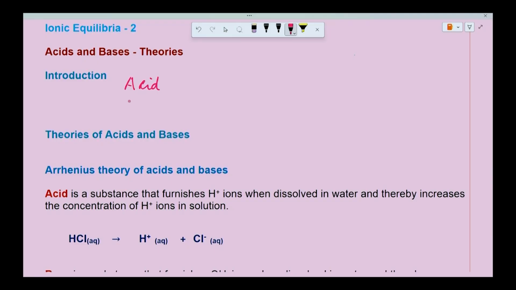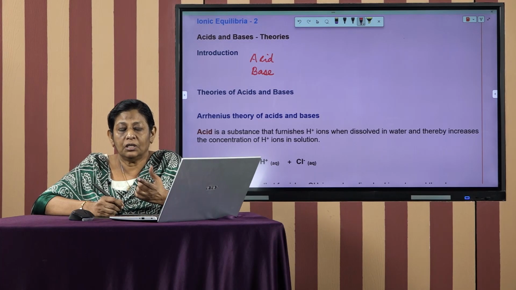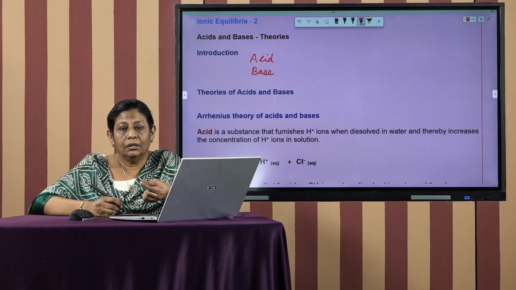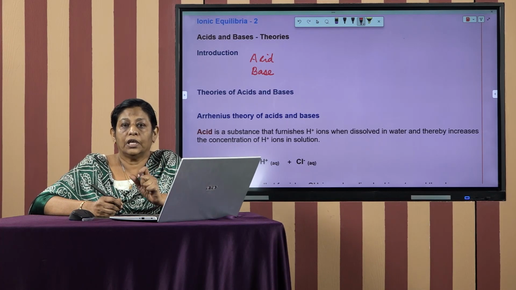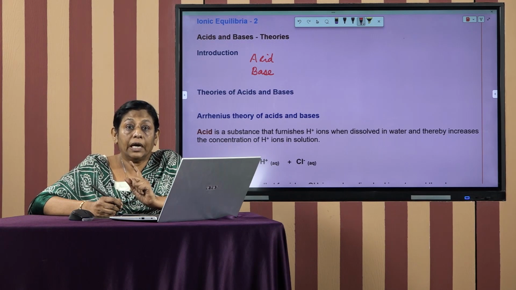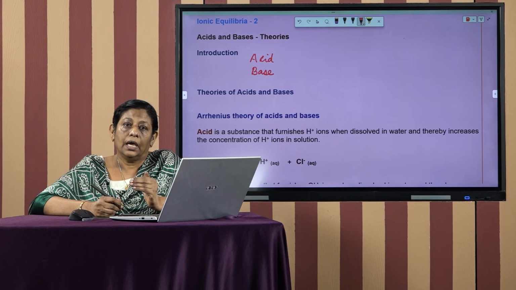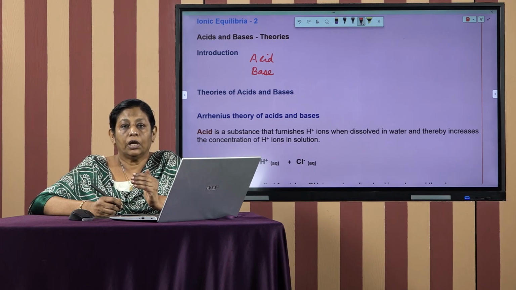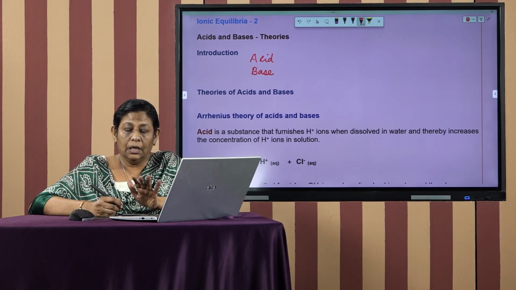Then we have another class known as base. A base is any substance that has a soapy feel, a sour taste, and also reacts with acids to give salts. Besides, bases also turn red litmus blue. These are the things we have seen in lower classes, and this is what we say about an acid and a base in general.